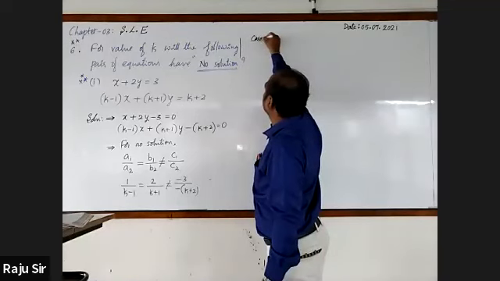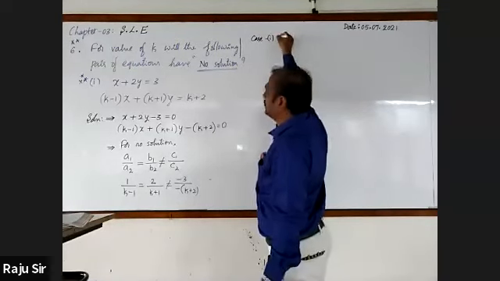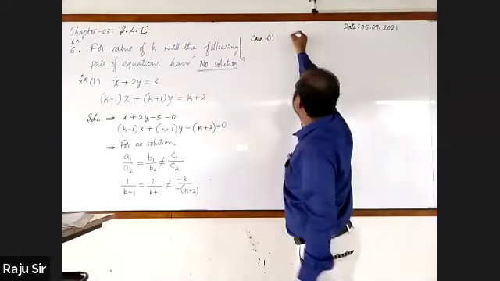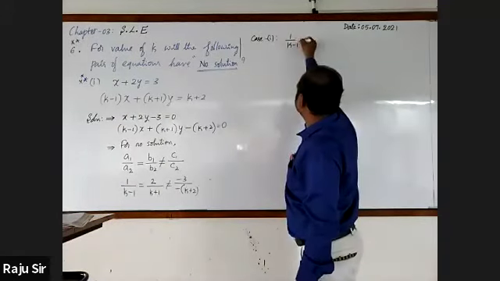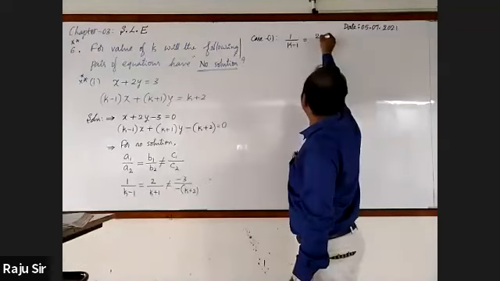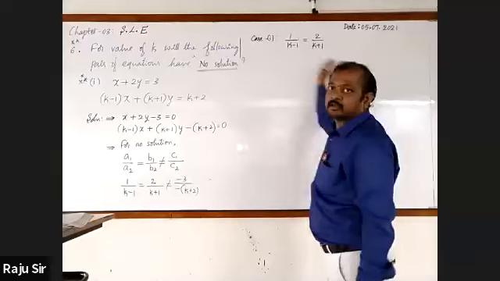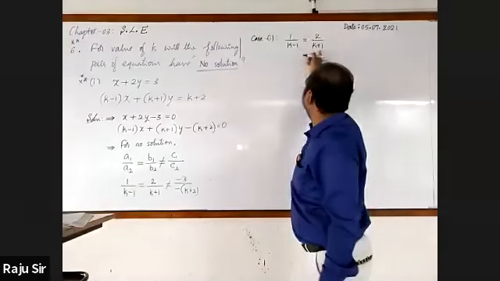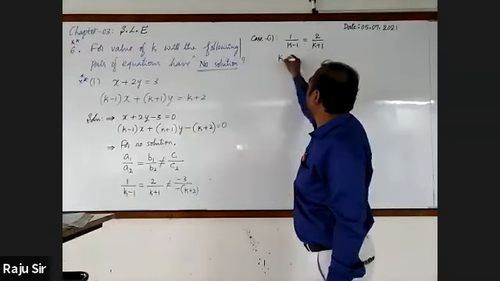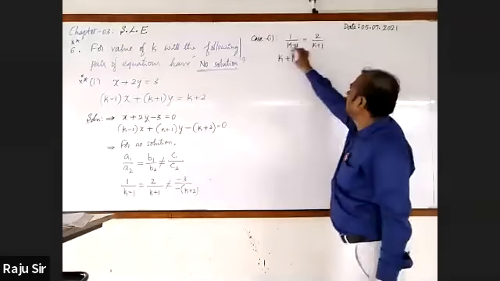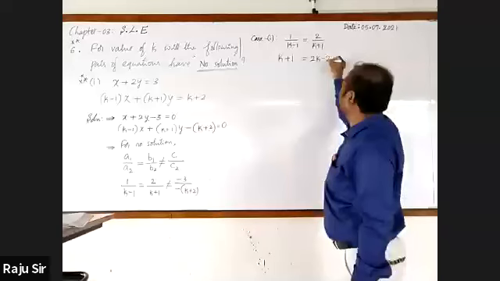Let me take case one. Case one: the first two ratios. 1 by (k minus 1) is equal to 2 by (k plus 1). Please write with me. Cross multiply. It is (k plus 1) into 1 is k plus 1. Multiply 2 with (k minus 1), it is 2k minus 2.